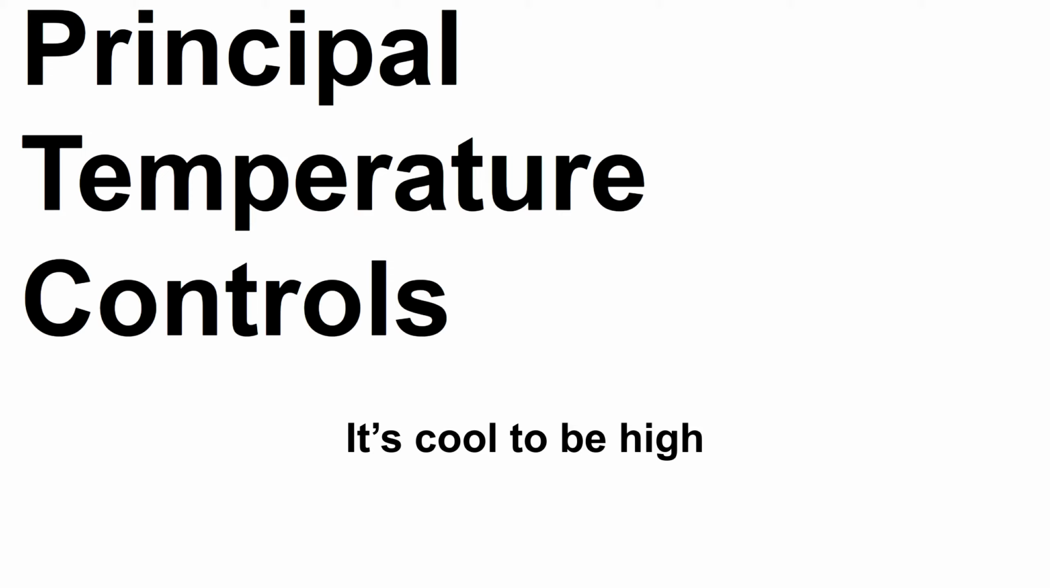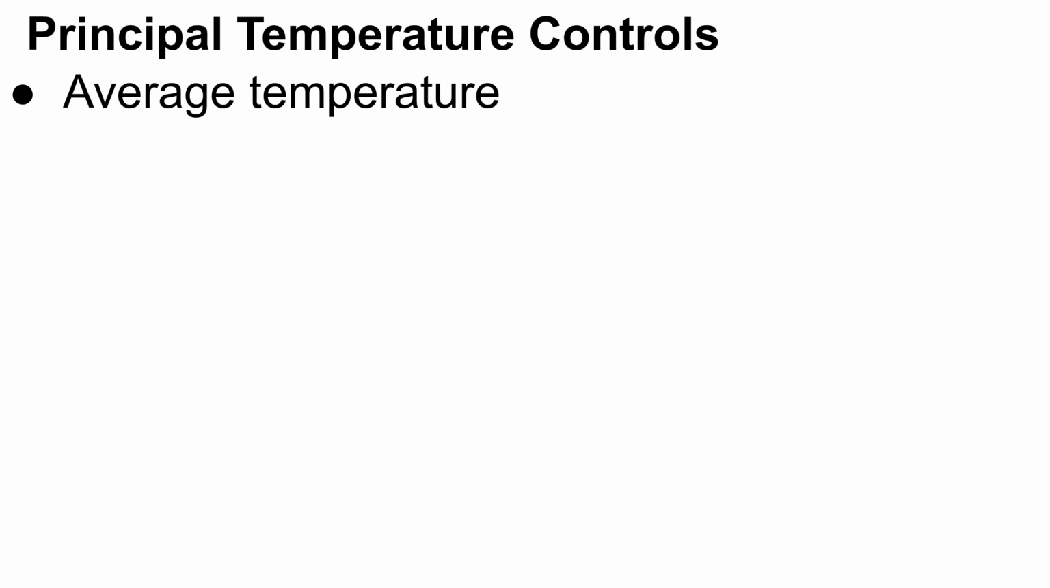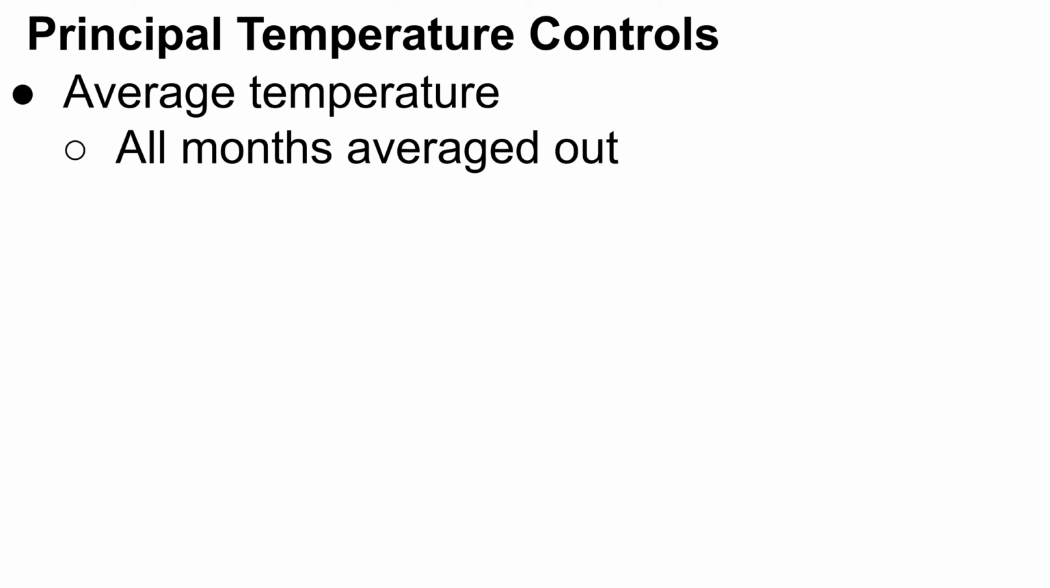And when I say it's cool to be high, what I mean is, well, let's look at the principal temperature controls. Talking about average temperature: you take the daily high, daily low, you average those out over the month, and then you take those 12 months and you average those temperatures, you get the average temperature. It's all months averaged out.